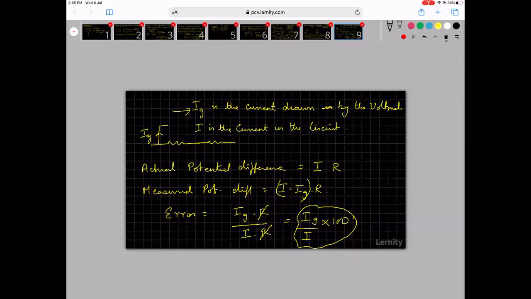Ig is the current drawn by the voltmeter. I is the current in the circuit. So Ig by I into 100, that is the error which is brought about. This error can come in any format. This is the error when a voltmeter is introduced.